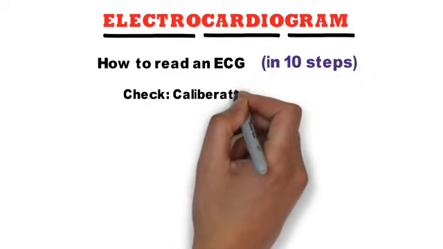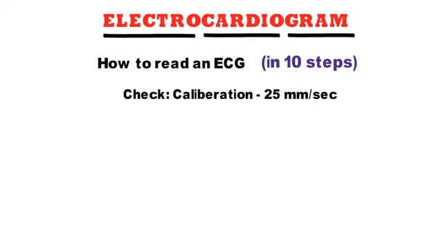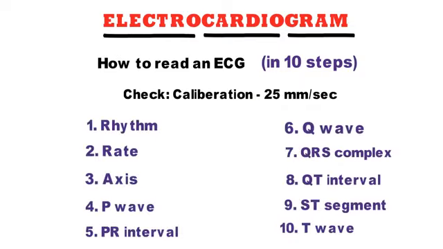Before that, we need to check the calibration or speed of the machine, which is normally set at 25 mm per second. In most books on ECG, the first step is to calculate rate. But before calculating the rate, you should know whether the rhythm is regular or not. I'll tell you the reason when I discuss the rate.